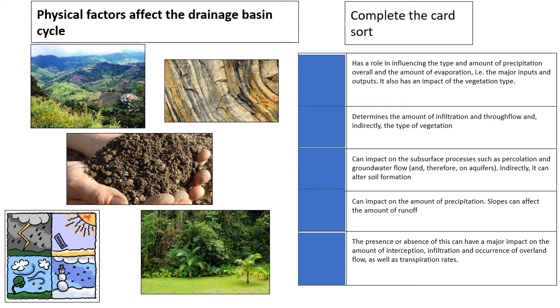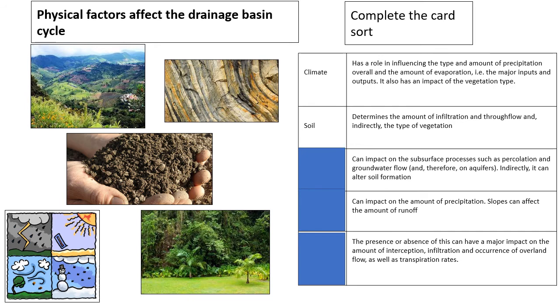Okay, so let's go through them. So, has a role in influencing the type and amount of precipitation overall, the amount of evaporation, and the vegetation type. Well, if we're talking about precipitation, if we're talking about temperature, we really must be talking about climate here. Then we've got determining the amount of infiltration, throughflow, and the vegetation. Well, we know that throughflow is water flowing through the soil, and we know infiltration is the rate at which water goes into the soil. So that second one is going to be soil.